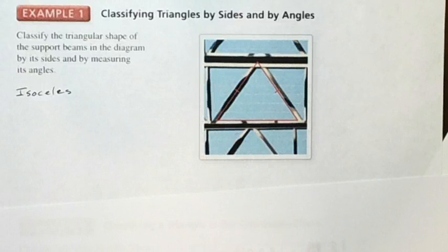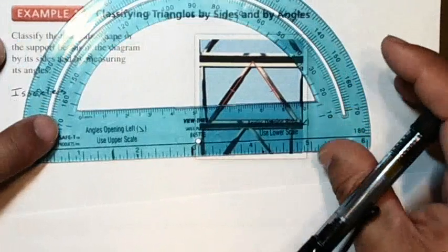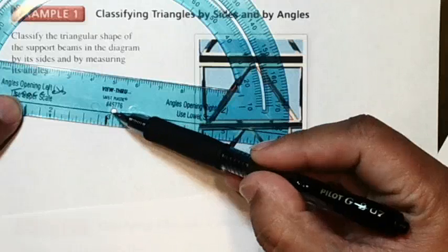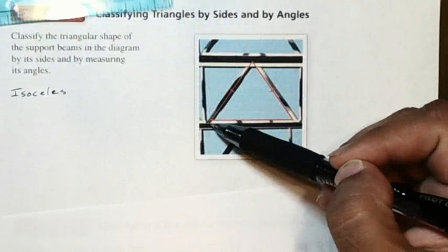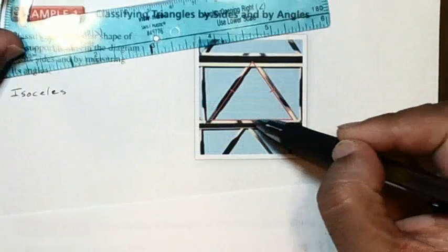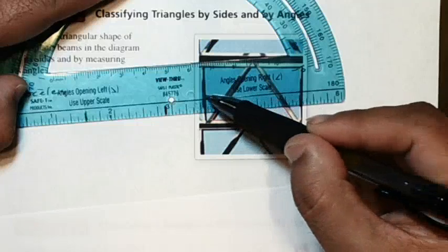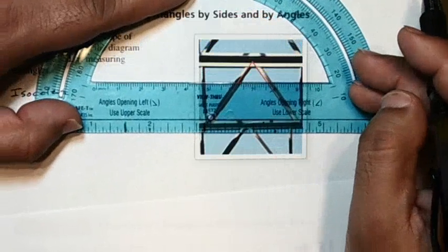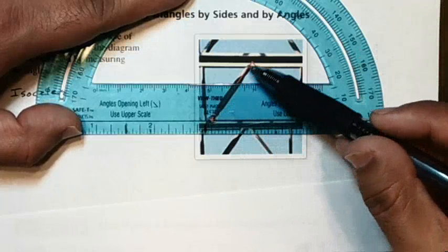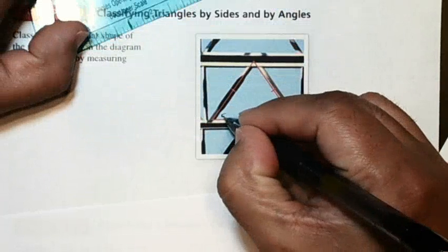All right. Now, it says to measure the angles, so I'm going to use my protractor. Notice that this tip right here, that little hole, has to match up with the vertex of this triangle. And this little red line right here, if you can see it, has to line up perfectly on this little black line right there. And when I do that, I measure across. This is going to be a 55-degree angle here.